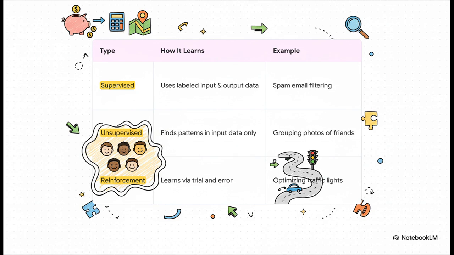Then you've got unsupervised learning. This is where you just give it a bunch of data and it has to find the patterns all on its own, like when your phone automatically groups all the pictures of your best friend together.